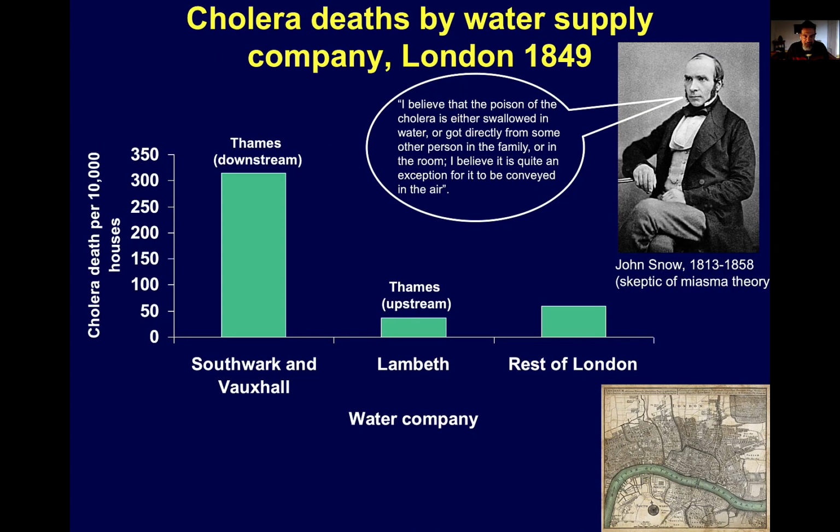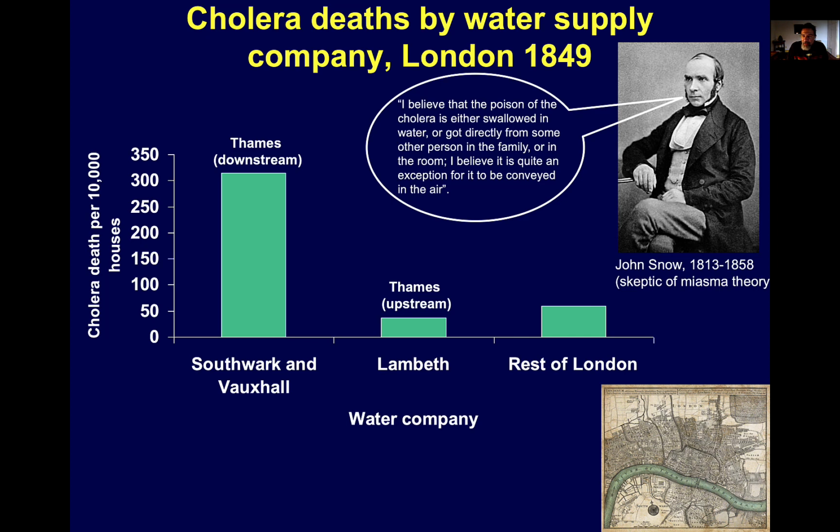And just showing that same information graphically, the households that were served by the Southwark and Vauxhall Company had cholera death rates that were an order of magnitude higher than the households that were served by the Lambeth Water Company, as well as those in the rest of London. And so without the advantage of germ theory and laboratory methods, Snow was able to isolate the source of water as a cause of the cholera outbreaks.